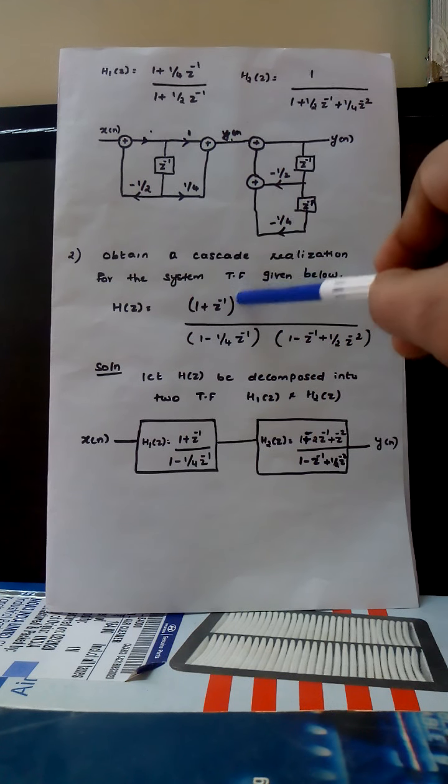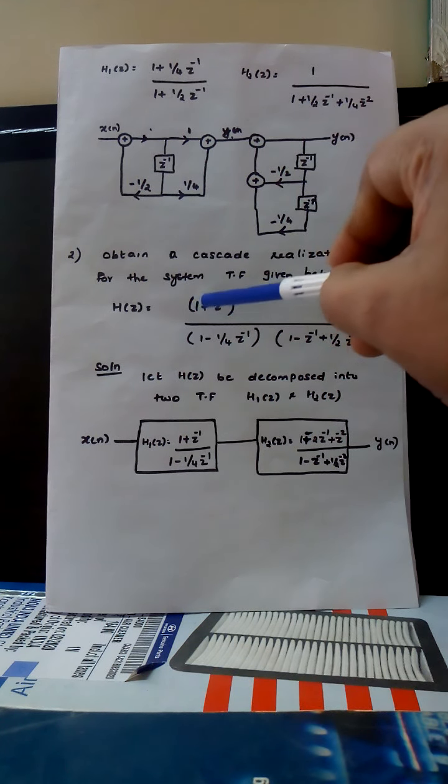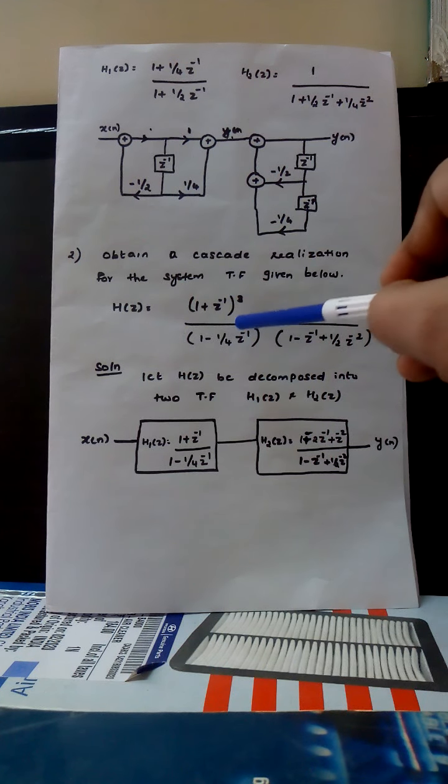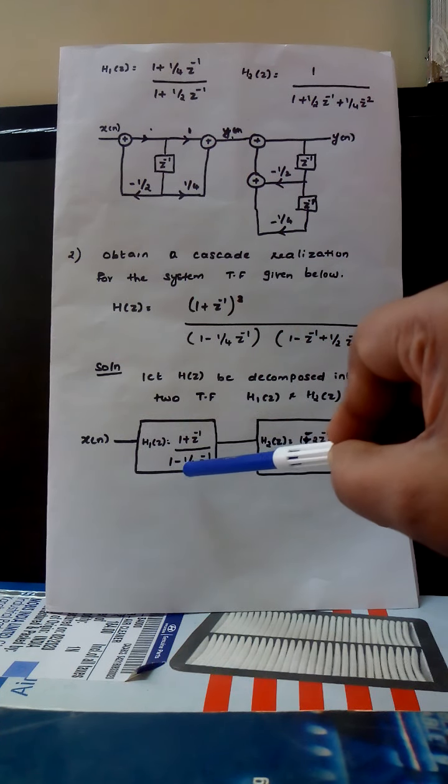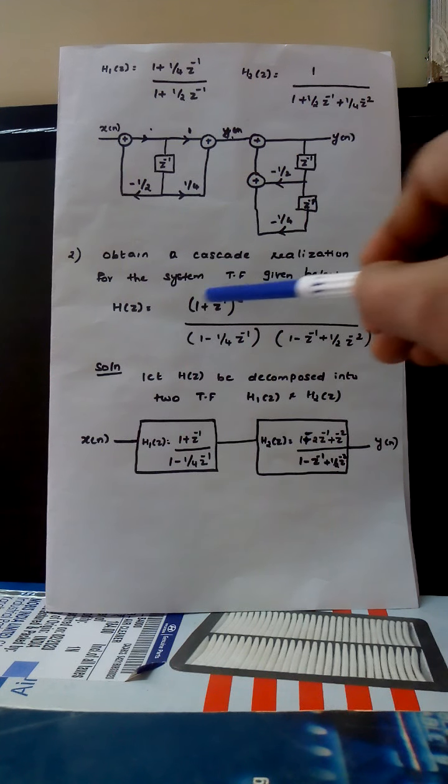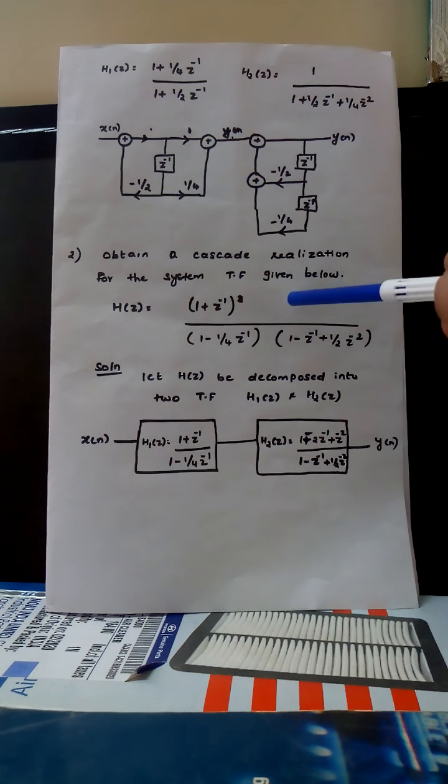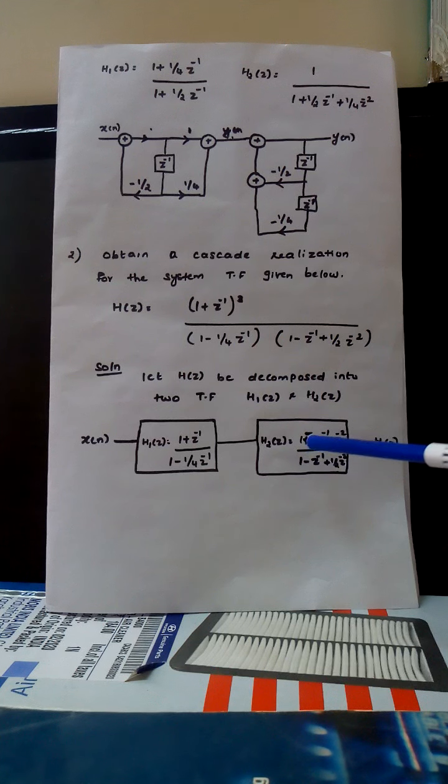Here a cubic term is there. I am taking (1 plus z to the power of minus 1) divided by this term as the first system. The remaining is the square, (1 plus z to the power of minus 1) the whole square. Expanding it, I will get 1 plus 2 into z to the power of minus 1 plus z to the power of minus 2, divided by this term. I am taking it as the second subsystem.